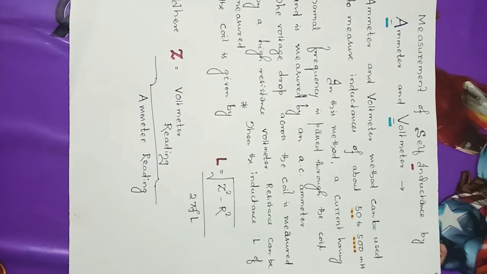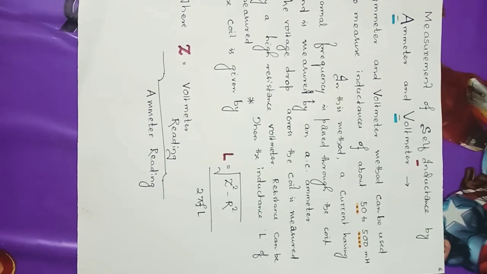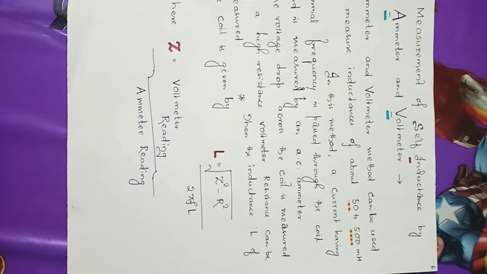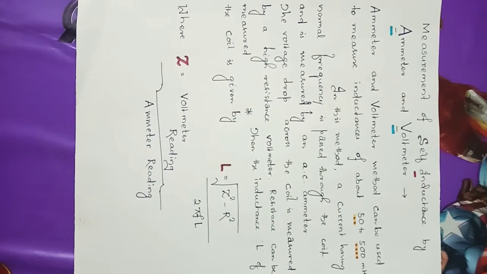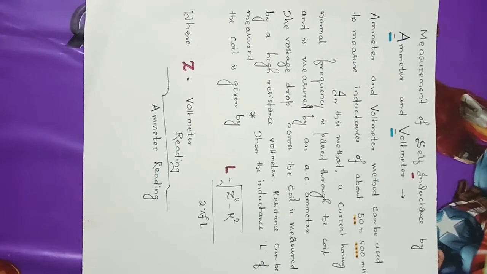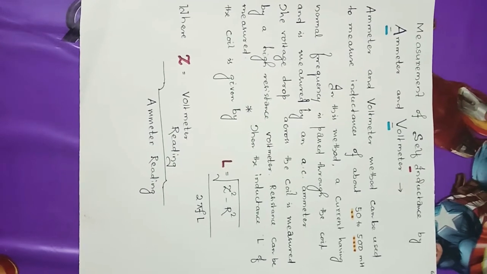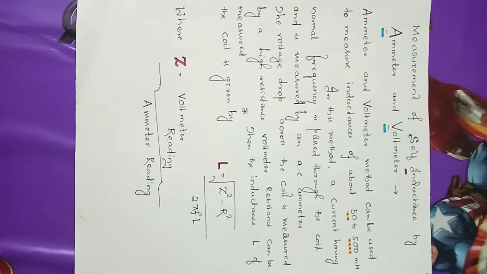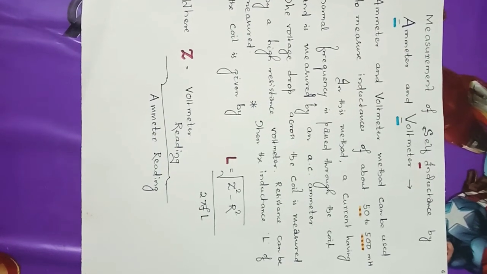Then the inductance of the coil can be found out by L is equal to square root of Z square minus R square, divided by omega, or 2 pi F, where omega is angular frequency. It's the formula for self-inductance. Then what is Z? It's impedance. Z can be found out by taking voltmeter and ammeter readings. Z is equal to voltmeter reading by ammeter reading.